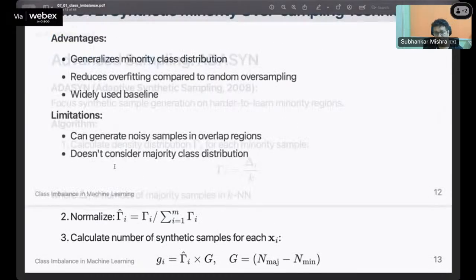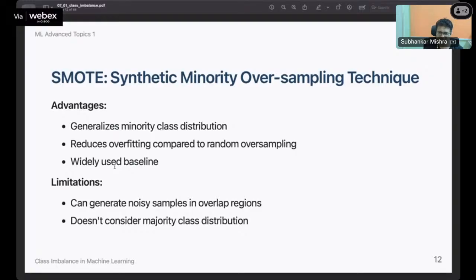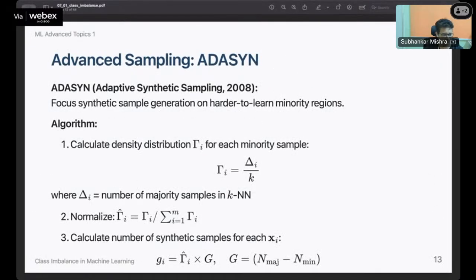So again, SMOTE is still used. Even if it has these issues, it's still used because it works fine and really well. So the next thing is adaptive synthetic sampling, ADASYN. It's a little bit more improved. What it says is that instead of generating these new minority samples approximately everywhere, you just do it at the decision boundary.